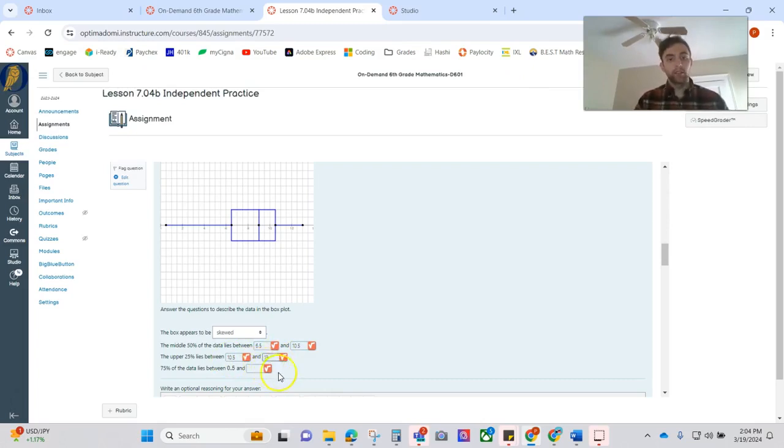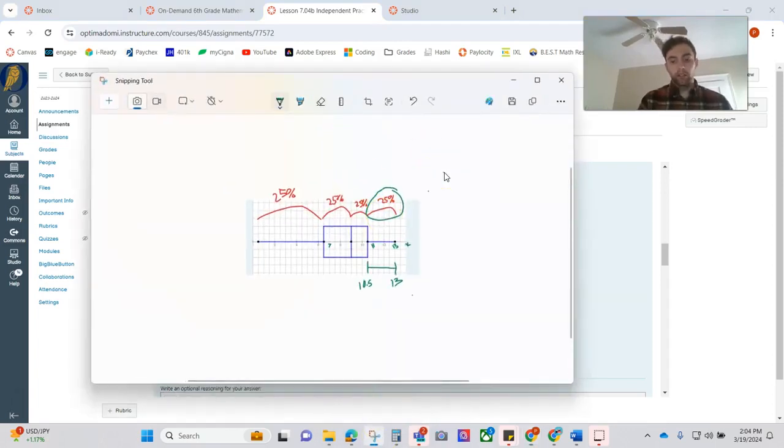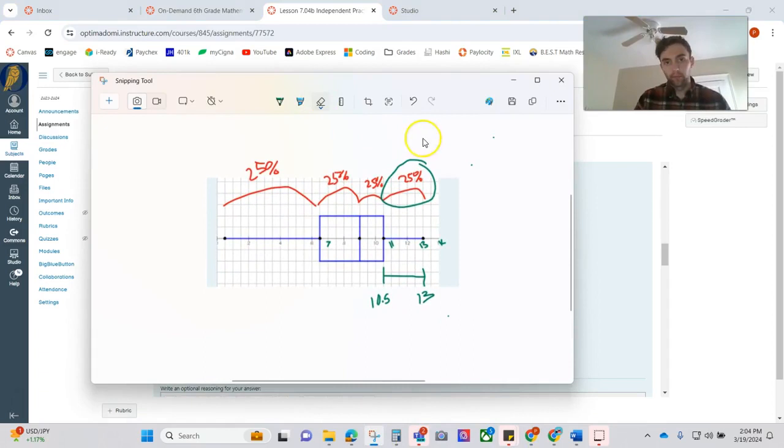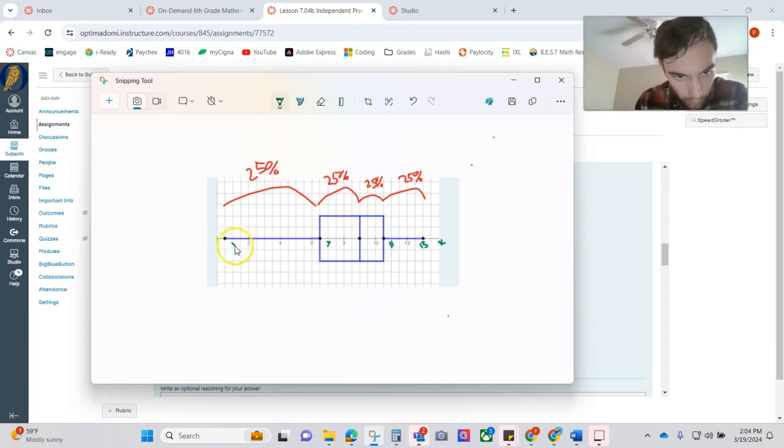75% of the data lies between 0.5 and... so 0.5, so that's the number 1. That means this is 0.5. So 75% of the data lies between this and what else? This and here? Nope, that would only be 25% of the data right there. So not that. What about between 0.5 and the number 9?